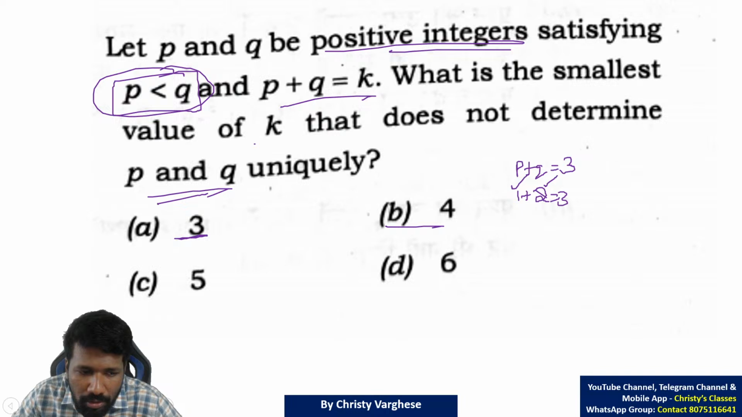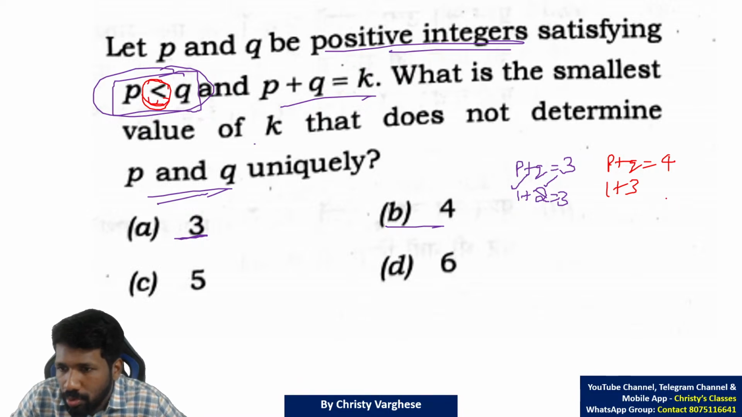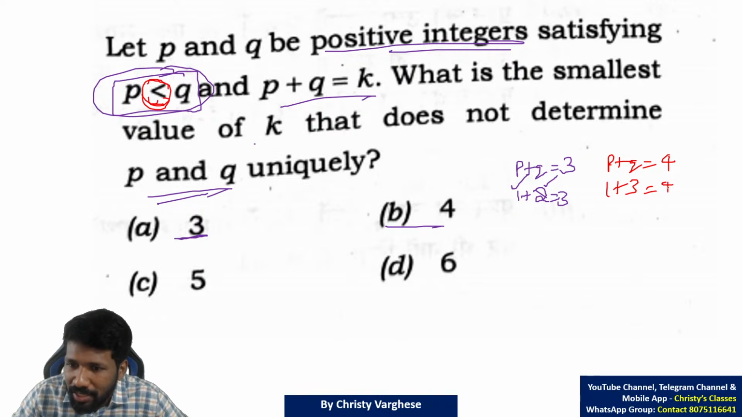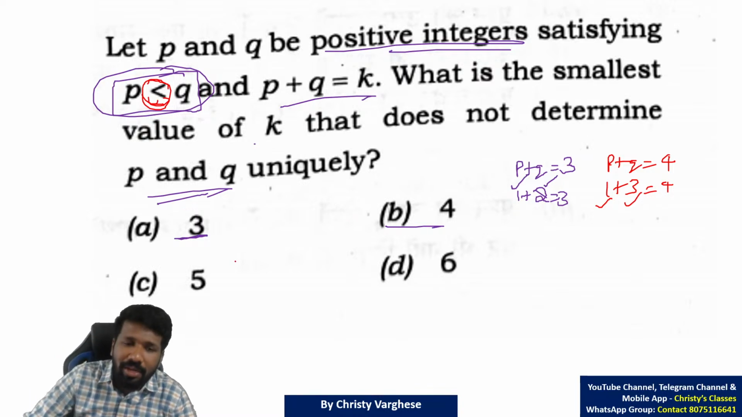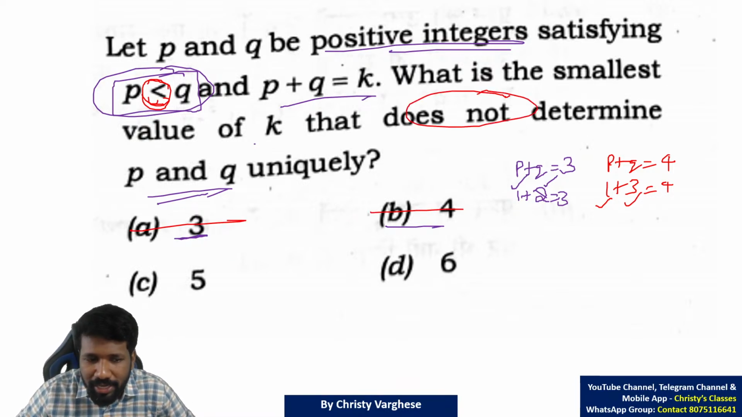4. If it is 4, P plus Q being 4, what all are possible? 1 plus 3 is 4. 2 plus 2 is not possible because it is P less than Q, not less than or equal to. So 2 is not less than 2. That is why P plus Q being 4 means 1 plus 3 is the only possibility. So there also you can uniquely determine the value of P and Q. Uniquely determine means there is no other possibility. So options A and B are eliminated.